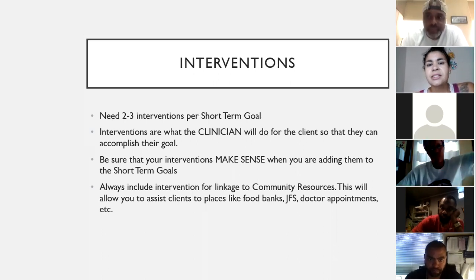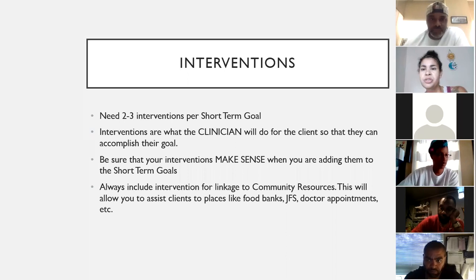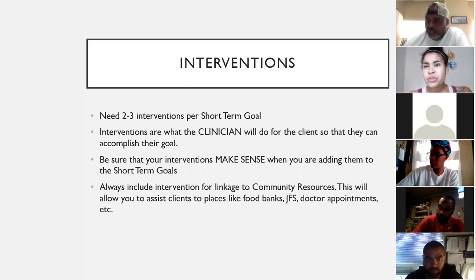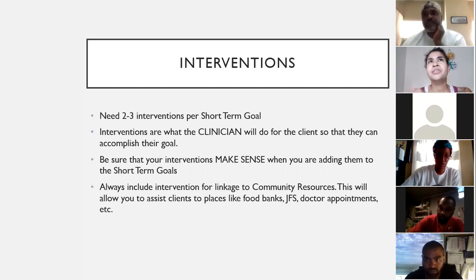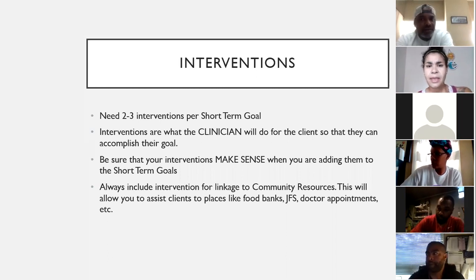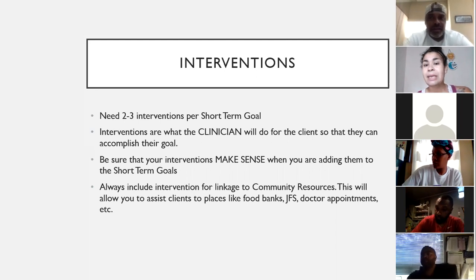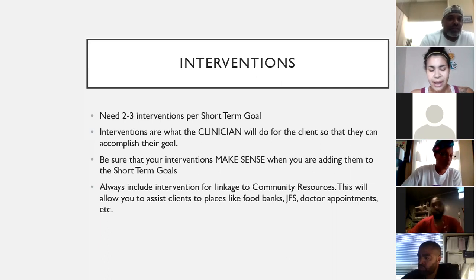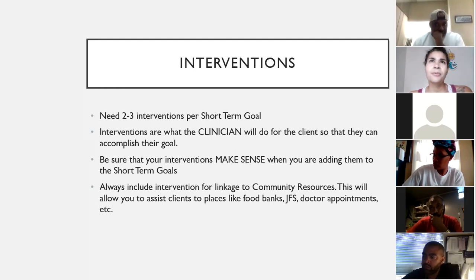Right. So again, I suggest having 2 to 3 interventions per short-term goal. Notes does not necessarily always have 2 or 3 that it suggests, but that will also give you, again, a variety of interventions to do for a certain short-term goal. And your interventions need to make sense when you are adding them to short-term goals. And again, when I was doing chart audits, I would look at some of the interventions and I'm like, what, how does this even go with this?